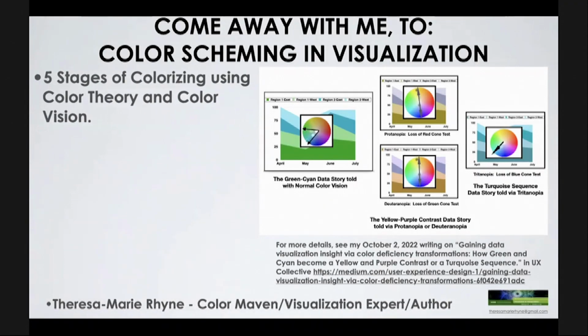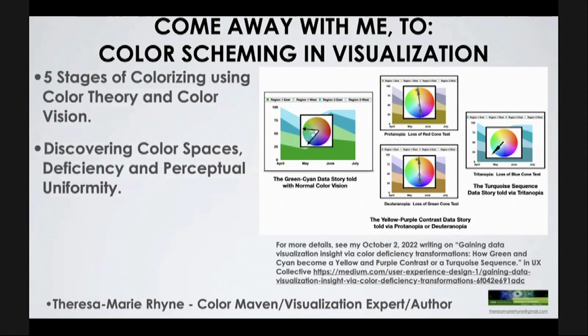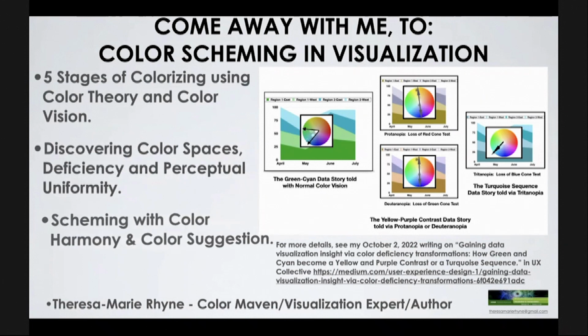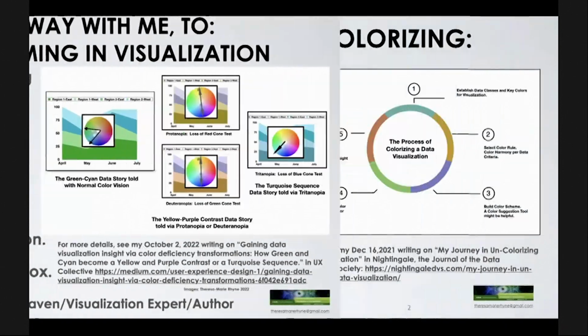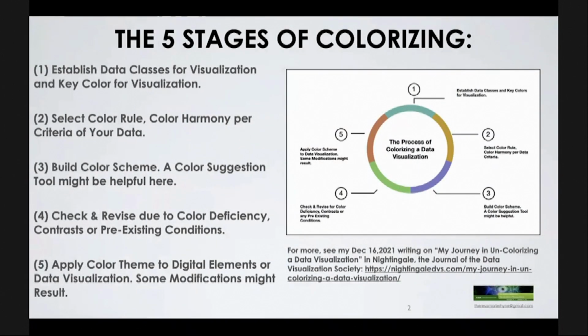Okay, so in this talk, I'm going to give you 5 stages of colorizing. Then I'm going to discover some color spaces. We're going to do that together in what is perceptual uniformity. And then we're going to get some color harmony and color suggestion systems. And I'm going to add to your color toolbox if you don't already have color apps in your toolbox.